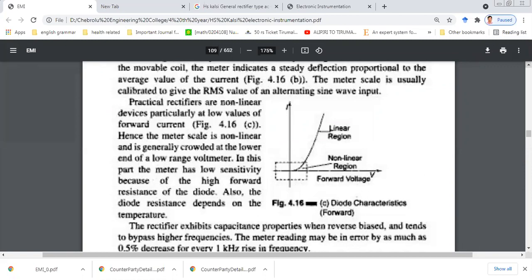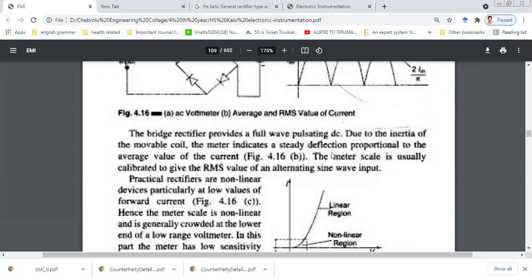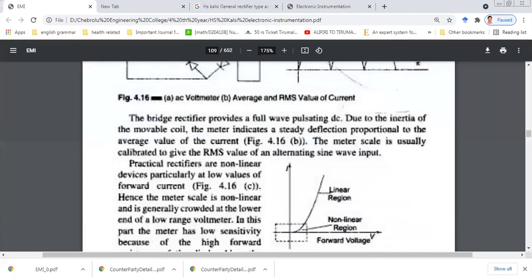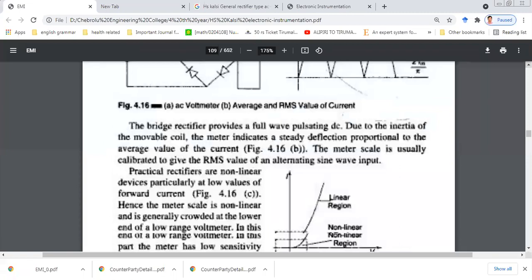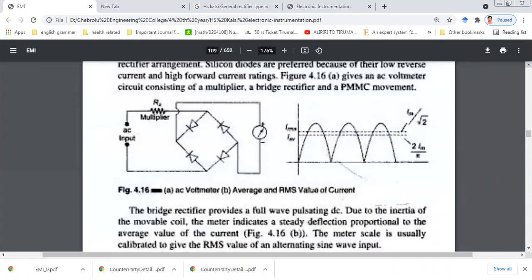Okay, so this is AC voltmeters using rectifiers, full wave rectifier.